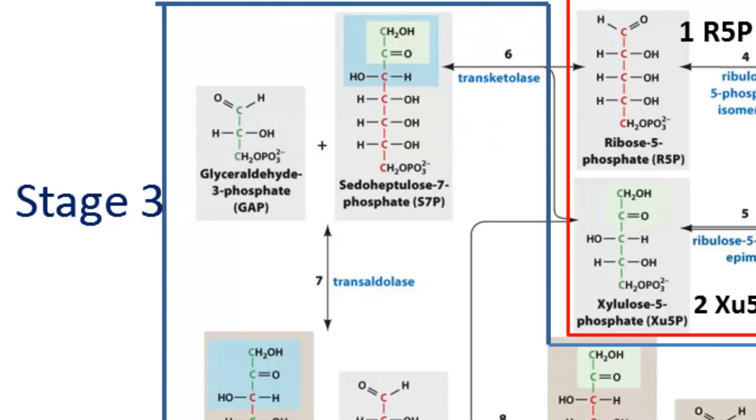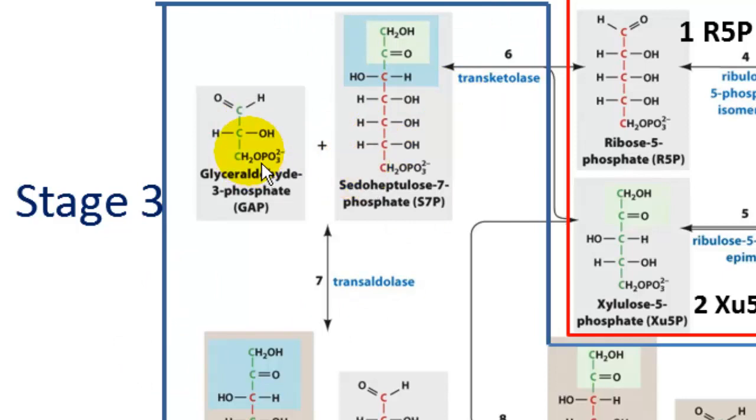The transketolase, shown here in reaction 6, is a TPP-dependent enzyme. It's an enzyme that requires the cofactor thiamine pyrophosphate, which is one of the reasons why thiamine is very important in our diets. Now the cell wants to move on.